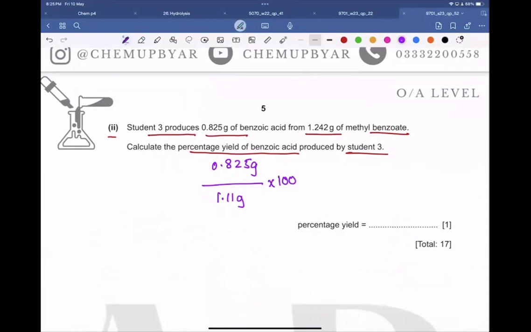See, you guys must read the question carefully. Otherwise, what does a student do? Take this mass and this mass in the denominator. That makes the calculation wrong and your answer wrong. So we got 78% yield. Is this clear to all of you?